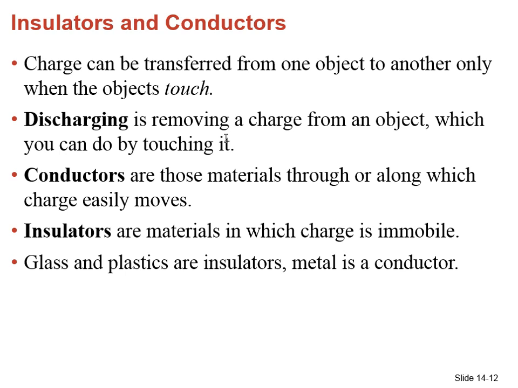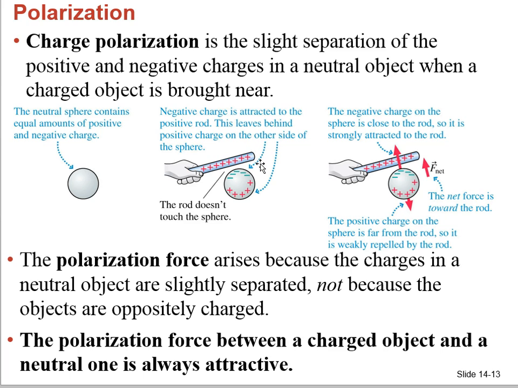We talked about insulators and conductors. Not a whole lot to say. Discharging is by removing the charge from an object. Also, this concept called charge polarization, and that is that you can have a slight separation of positive and negative charges even in a neutral object when a charged object is brought near.